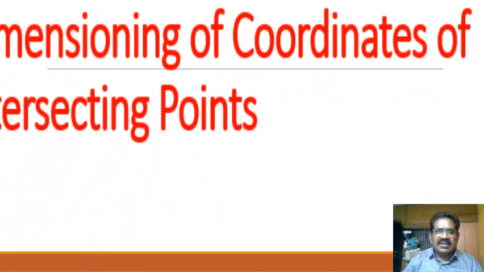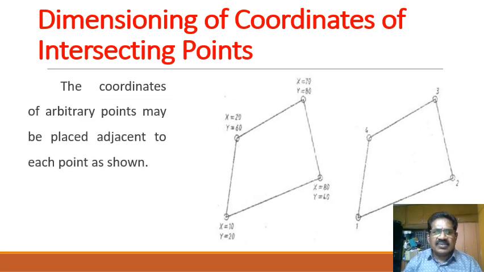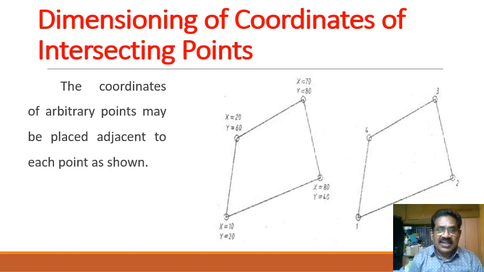Now the next one is dimensioning of coordinates through intersecting points. This is for arbitrary points, and the angle may not be considered, but if the entire thing is inside a coordinate system, we can always say that this point, this point, or multiple points, and then we can join all these points to find the dimensioning of coordinates of intersecting points.